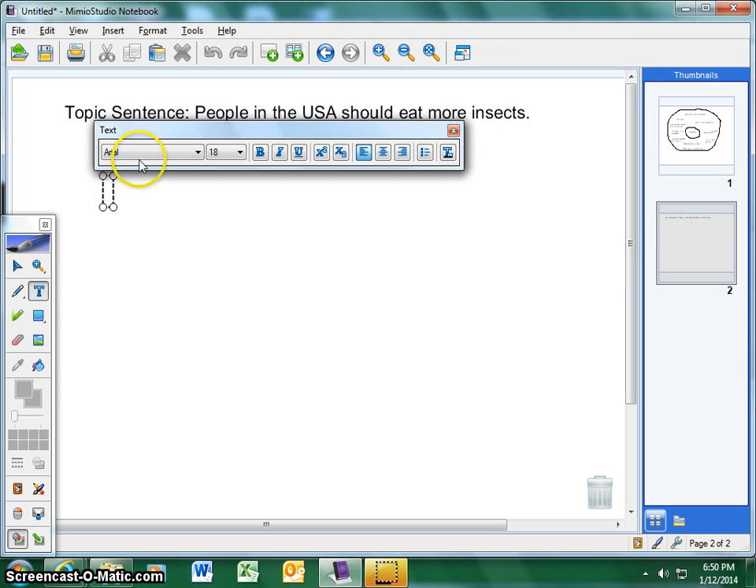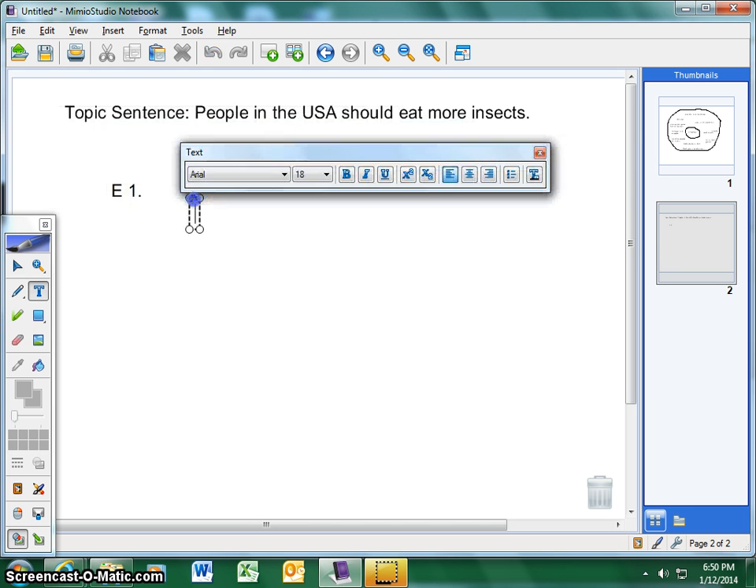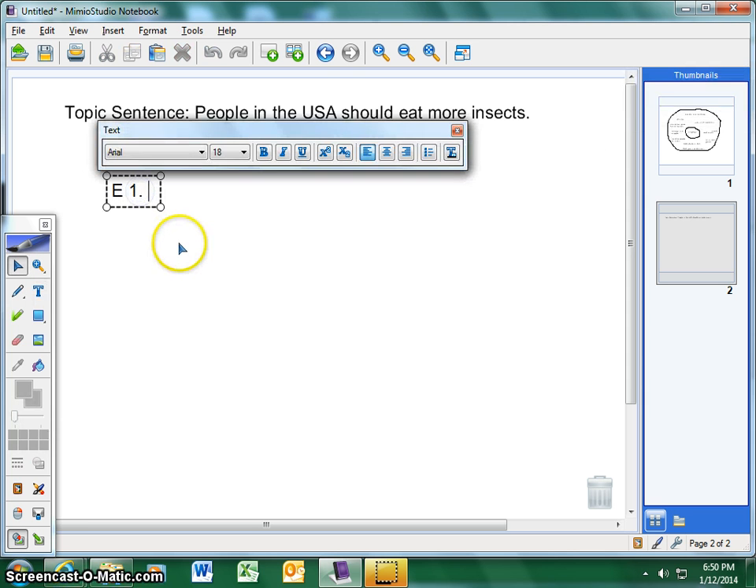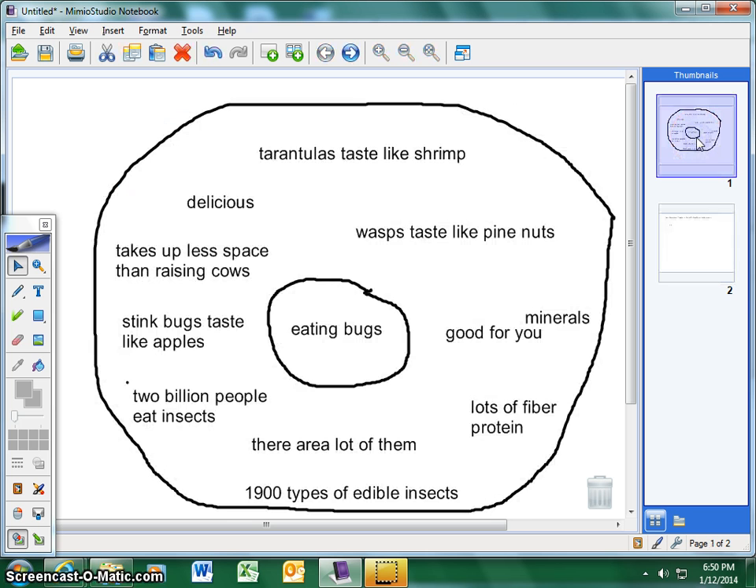Second thing we're going to need to do is we're going to need evidence. Let me start that again. There should be 3 pieces of evidence, okay? And each piece of evidence is going to help prove our topic sentence. The topic sentence is people should eat more insects, then our information we put for our evidence is going to have to prove why people should eat more. So look at our circle graph here.